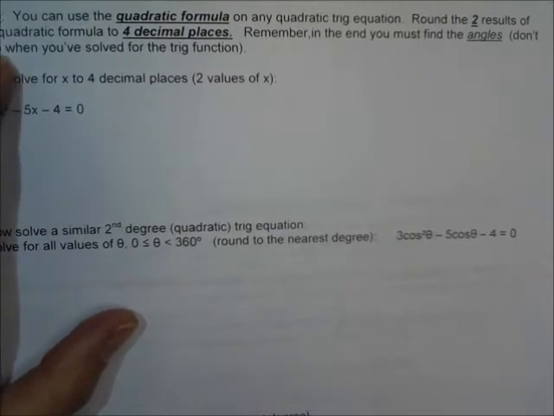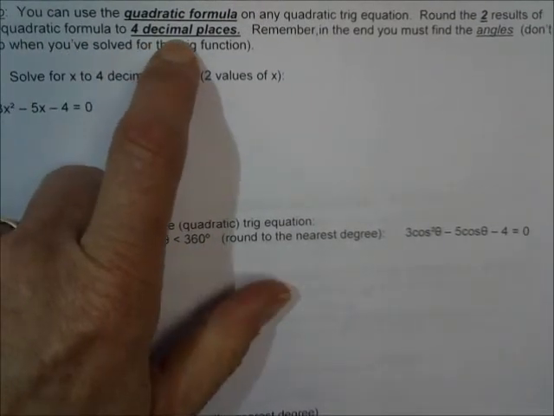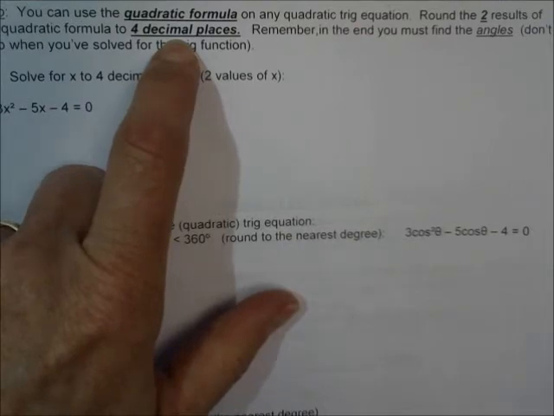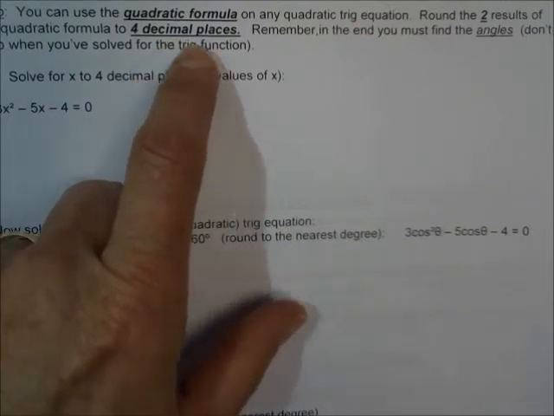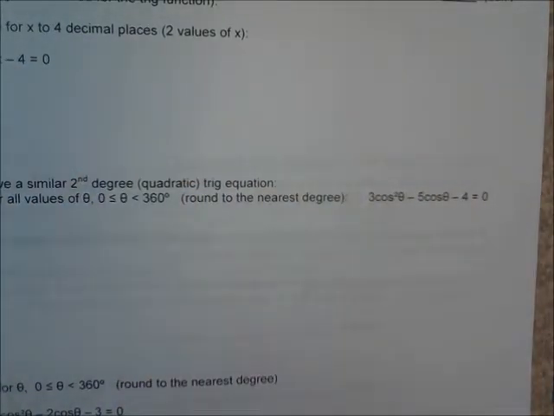When we get the quadratic formula result, we're going to round that to 4 decimal places. And then after we round, we're going to find angles of theta, not the x values. So don't stop when you've solved for x. You've got to go that one step further and find the theta value. So let's get into an example here.